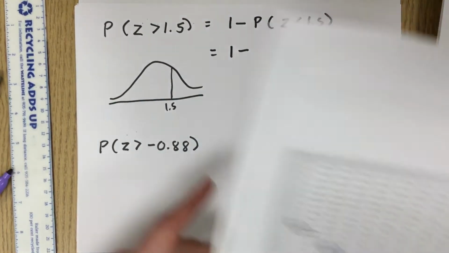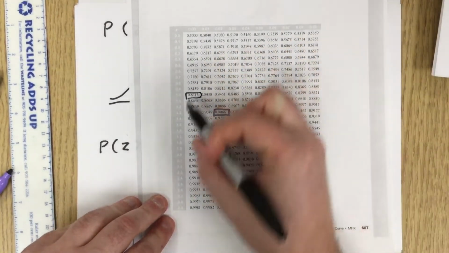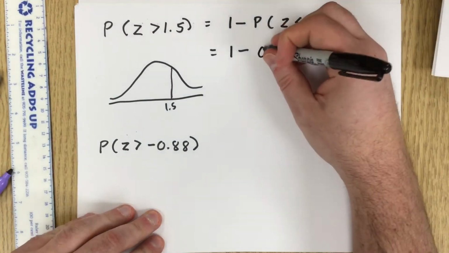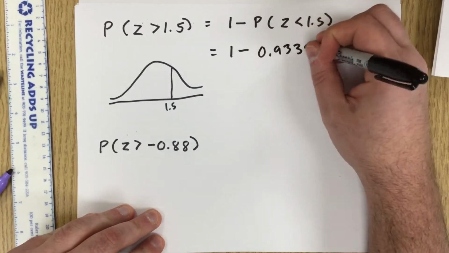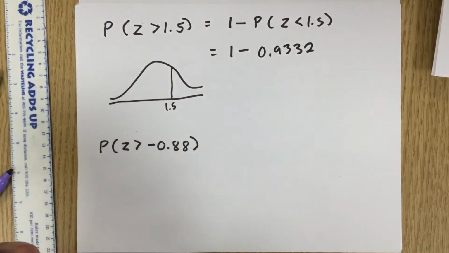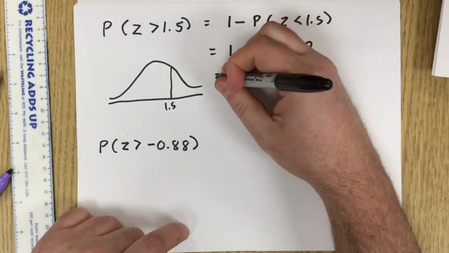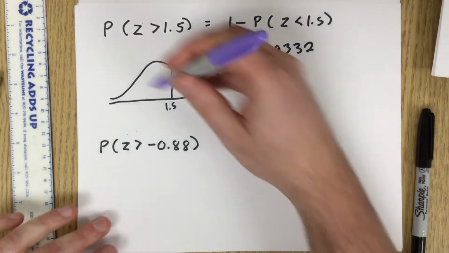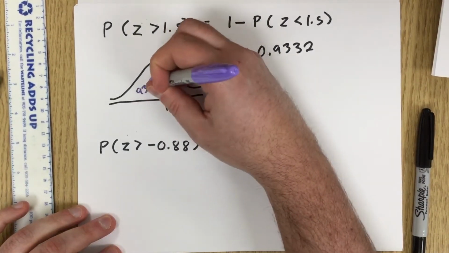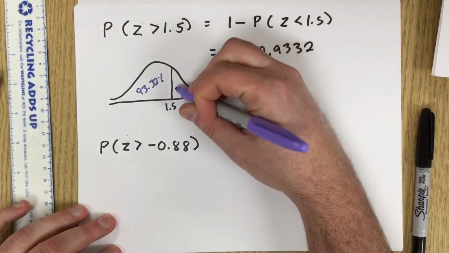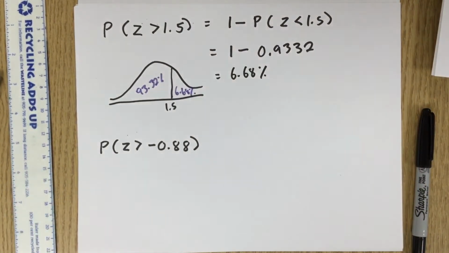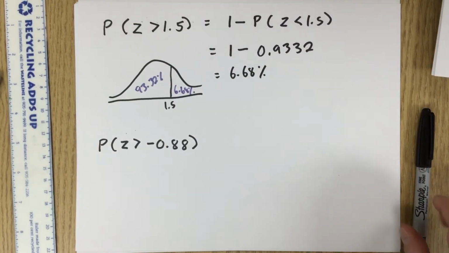And the probability it's less than 1.5 is 93.32%. Which is going to give us 6.68%. So the probability of it being less than is about 93.32%, and the probability of it being more than 1.5 is 6.68%. So this is the same idea over here.